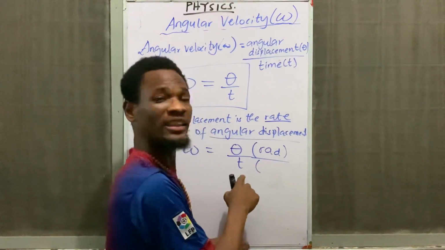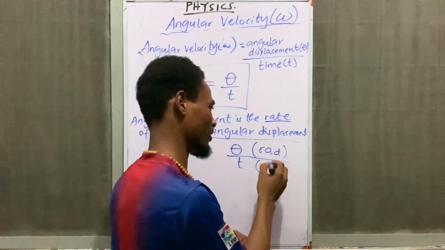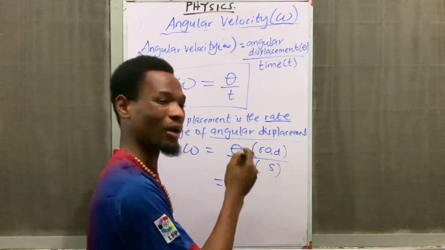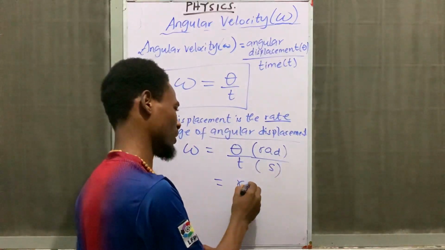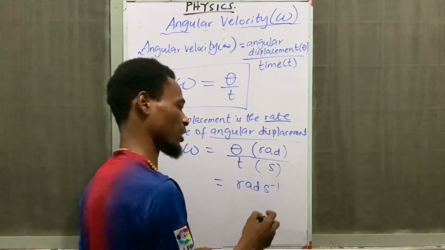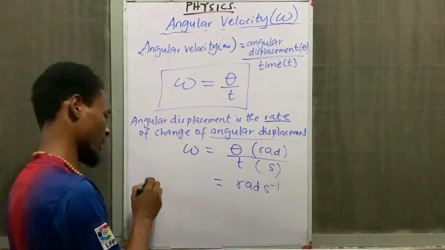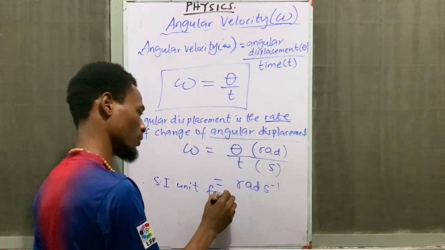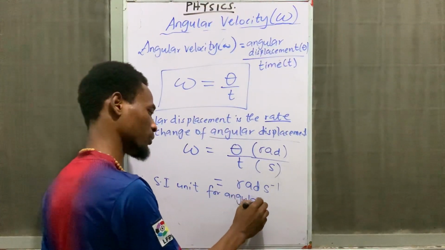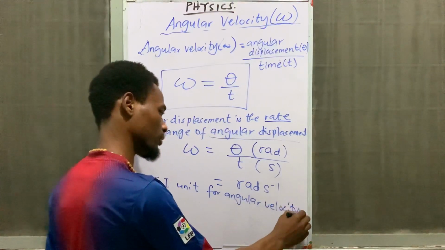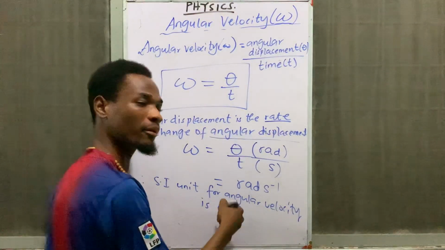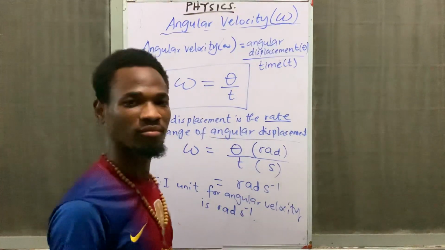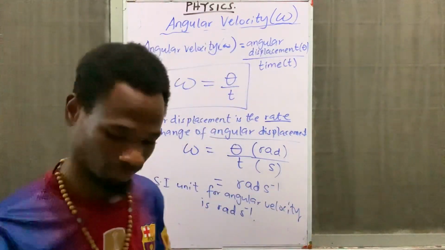And you know that the SI unit for time is what? Seconds. So rad over second becomes what? Rad per second. So the SI unit for angular velocity is radian per second, or rad per second. I hope everything is okay.